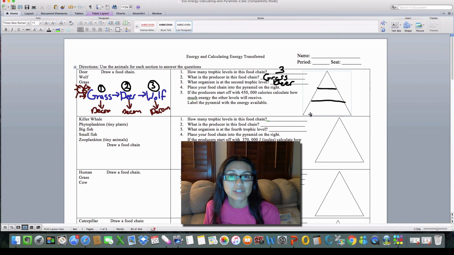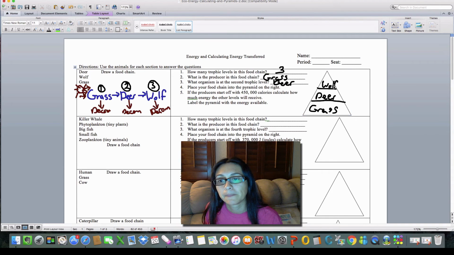So here in this case, when we're looking at our food chain, it's going to be our producer. So our producer, which is grass in this case, goes at the base of the pyramid because it holds everything else in the food chain up, right? If you think about producers, that's what they do. They're the only ones that can trap energy from the sun and convert it into a usable form of energy. So they're the strength. They're the very base of the pyramid to hold everything else up. So you put grass and then deer and then wolf.